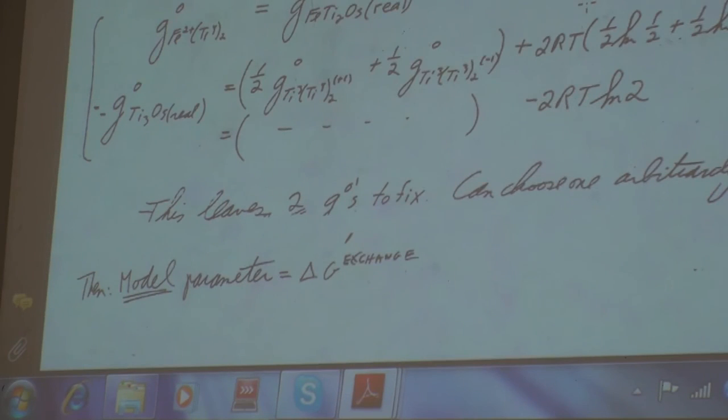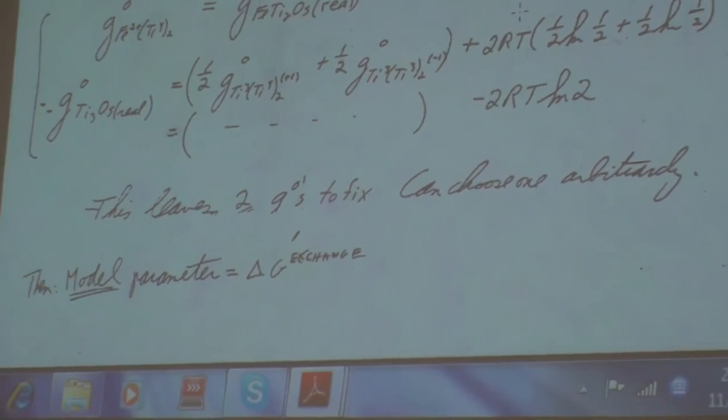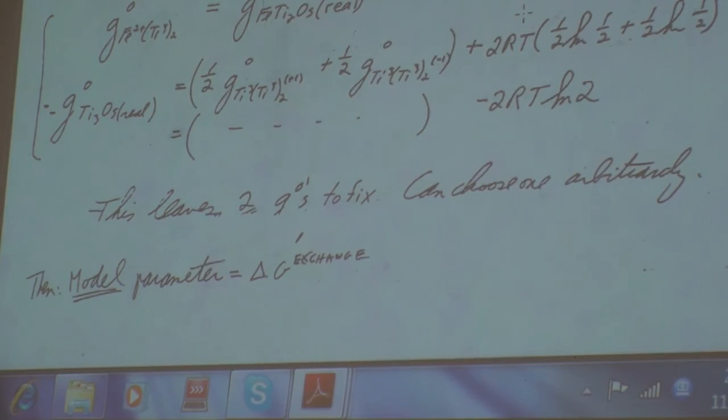This leaves two Gibbs energies to fix. You can choose one arbitrarily. The model parameter is basically the delta G exchange for the four sets. This here only fixes the sum of these two. Your delta G exchange, which is going to decide whether these things want to mix or not, is going to be your model parameter.